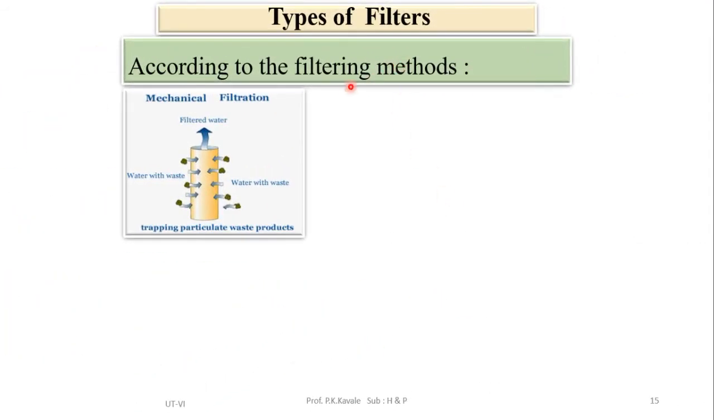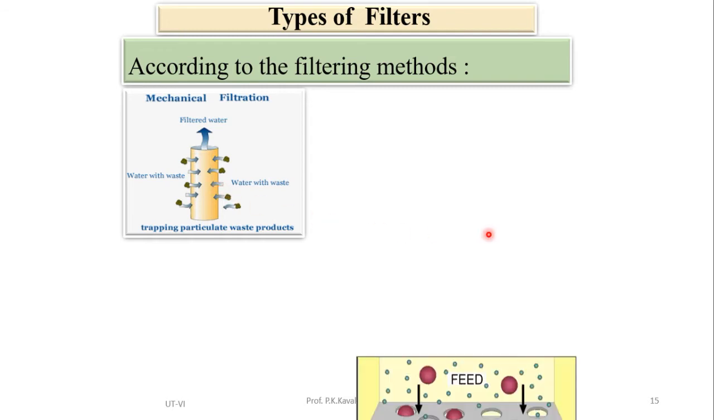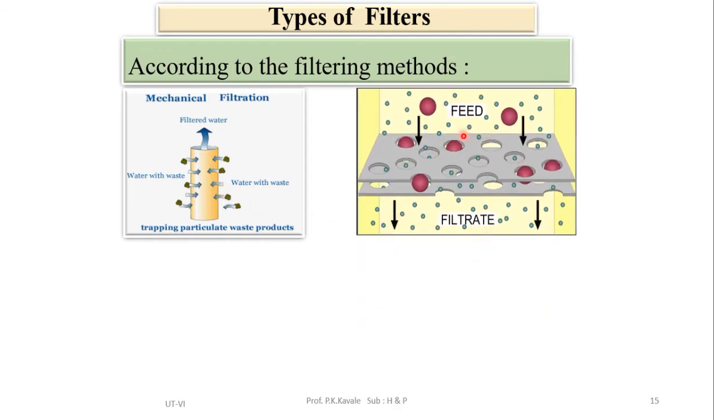So according to the filtering method, the mechanical filter just has a porous medium. The liquid travels through this porous medium and it acts as a restrictor. It will remove the material and clean fluid will move outside. Just like this. Observe the picture.